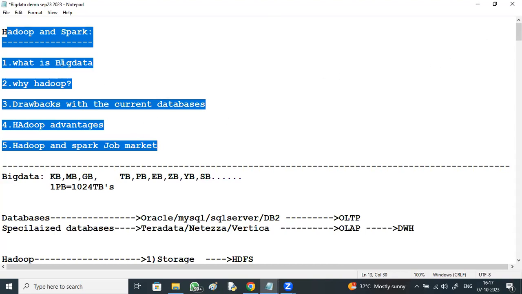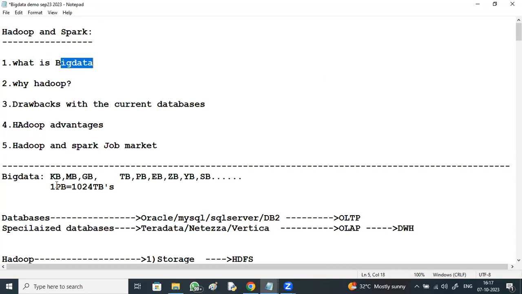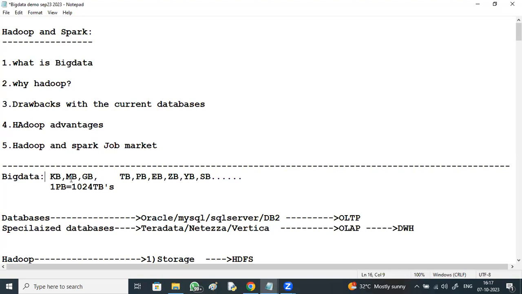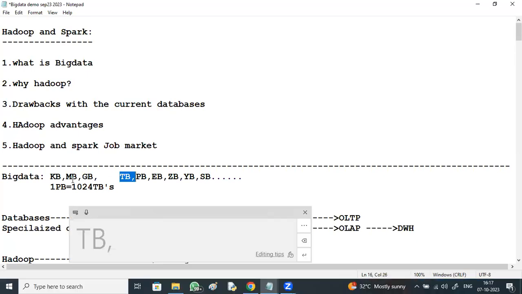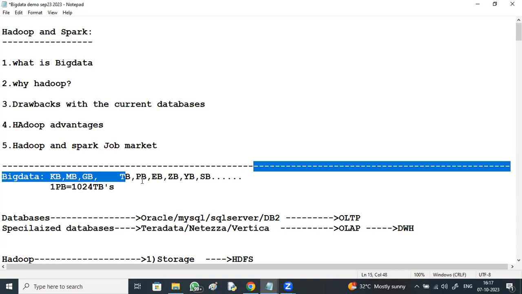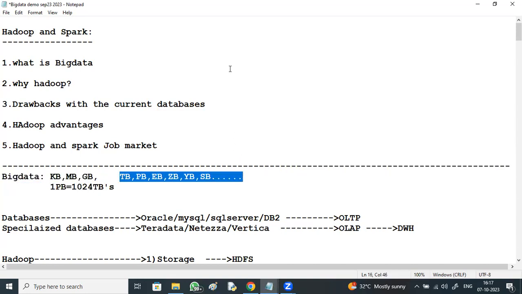So if we talk about big data, huge volumes of data, currently the data storage units are like KBs, MBs, or GBs of data, but there are TBs, petabytes, exabytes, zettabytes of data, right? From TB onwards, we say it is huge data or big data. Currently, huge volumes of data are getting generated, right?